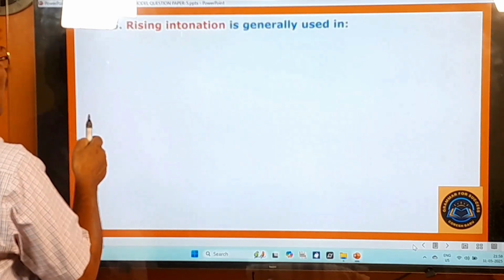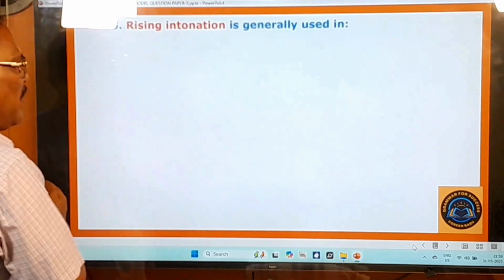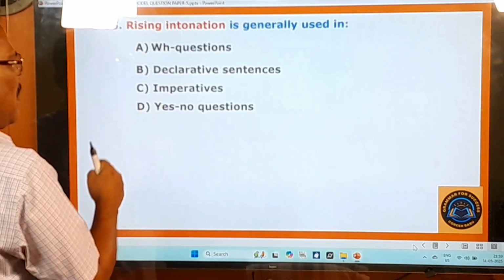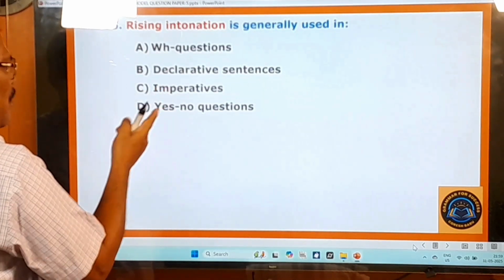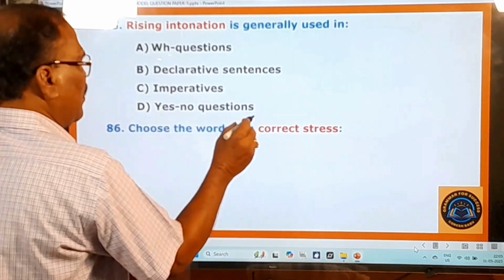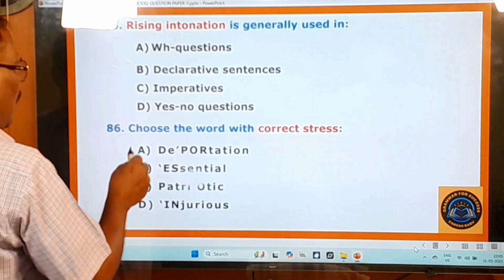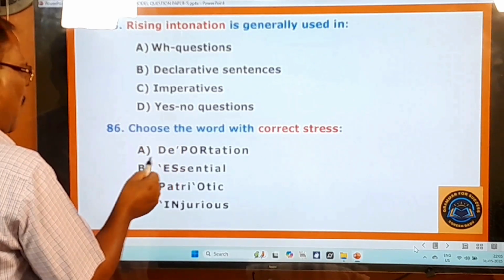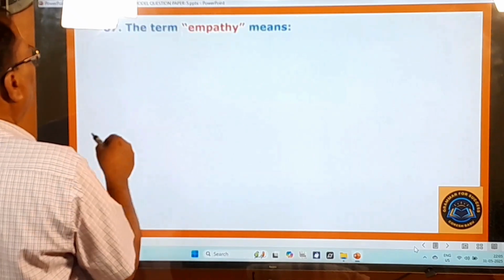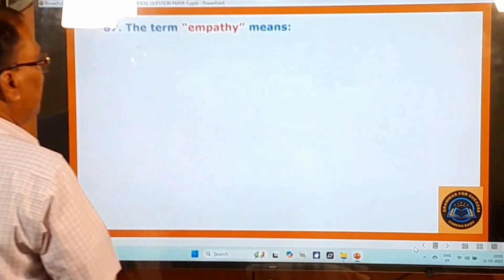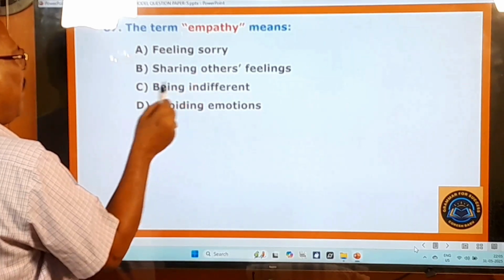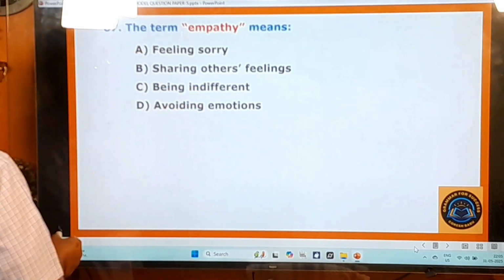85th question. Rising intonation is generally used in WH questions, declarative sentences, imperative sentences, yes no questions. 86th question. Choose the word with the correct stress. Deportation, essential, patriotic, injurious. 87th question. The term empathy means feeling sorry, sharing others' feelings, being indifferent, avoiding emotions.